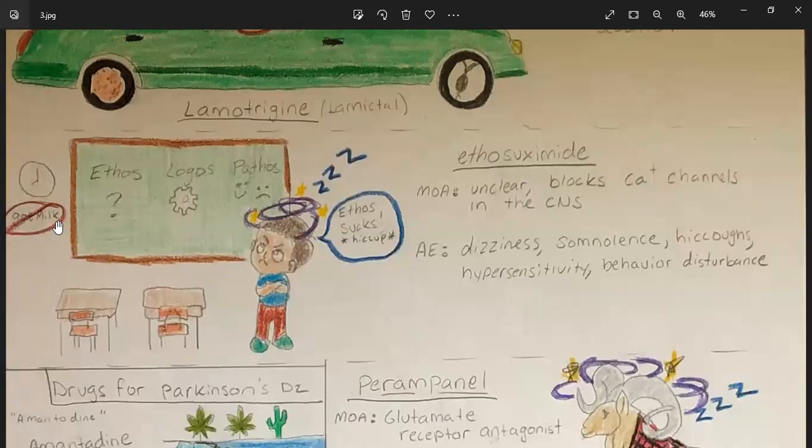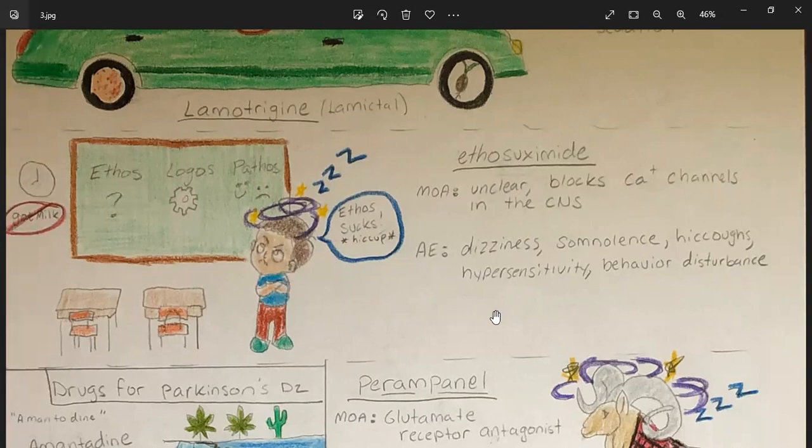So over here, we have this little got milk, which I don't know about you guys, but those were like everywhere in my school, those little signs that were trying to encourage you to drink milk. And so calcium, I think milk, and then we have it crossed out because it blocks calcium channels. And then adverse effects are dizziness. So we have dizziness here. That's somnolence, so the Z's, and then hiccups, hypersensitivity, and then behavior disturbance. He looks pretty upset over something that's pretty simple.